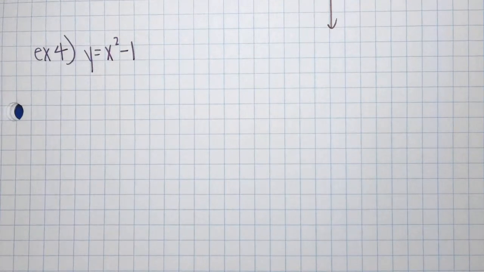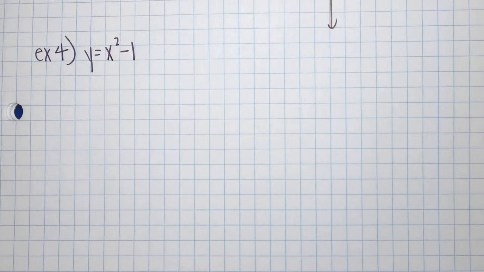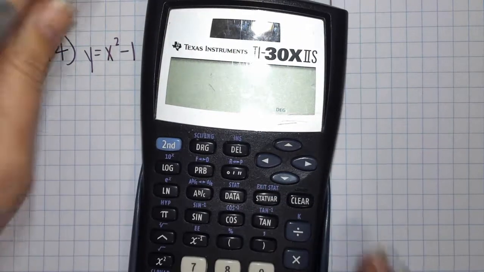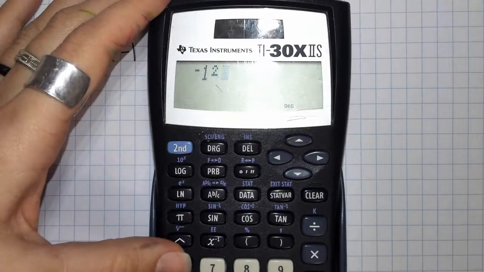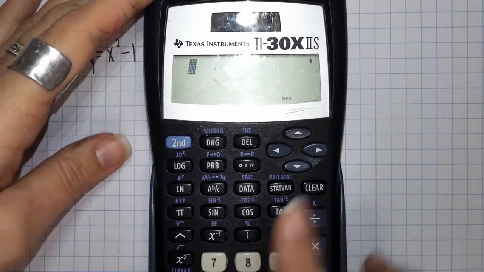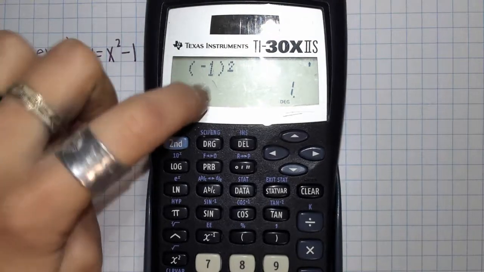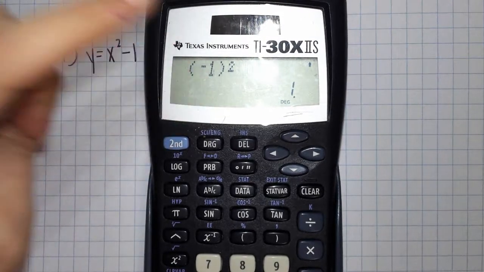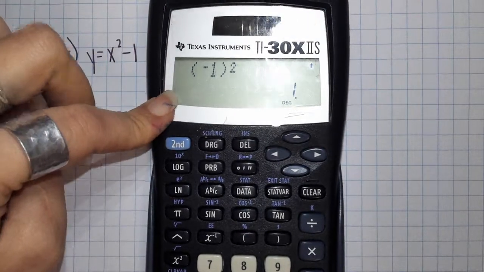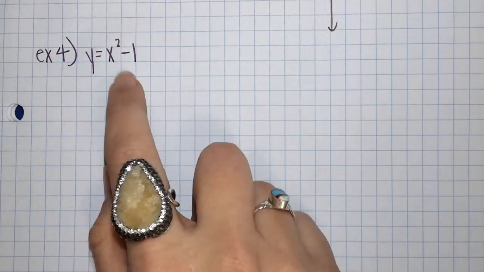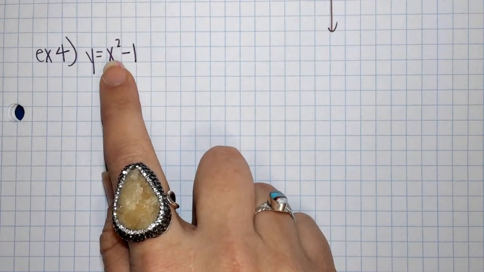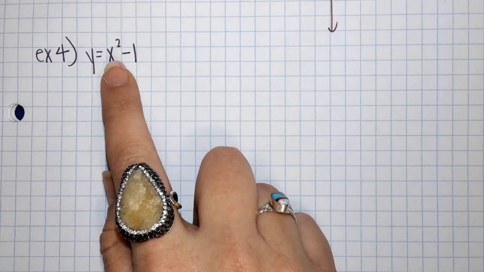Alright, y equals x squared minus 1. Work it out. Make your t-table and graph it. If you plug in negative 1 and you hit squared, it's going to give you negative 1. You have to put it in parentheses. Use parentheses on the calculators. Also, you should be able to multiply negative 1 times negative 1 without a calculator.